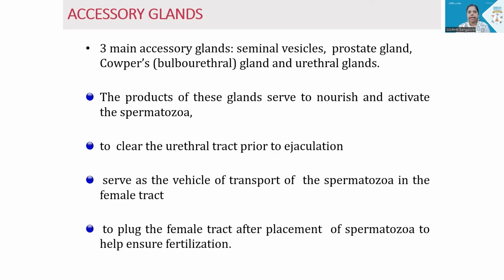Coming to the accessory glands, there are main accessory glands: the seminal vesicles, prostatic gland, Cowper's gland, and urethral glands. The products of these glands nourish and activate the spermatozoa. It is also to clear the urethral tract prior to ejaculation. It also serves as the vehicle of transport of the spermatozoa in the female tract, and to plug the female tract after placement of spermatozoa to help fertilization.